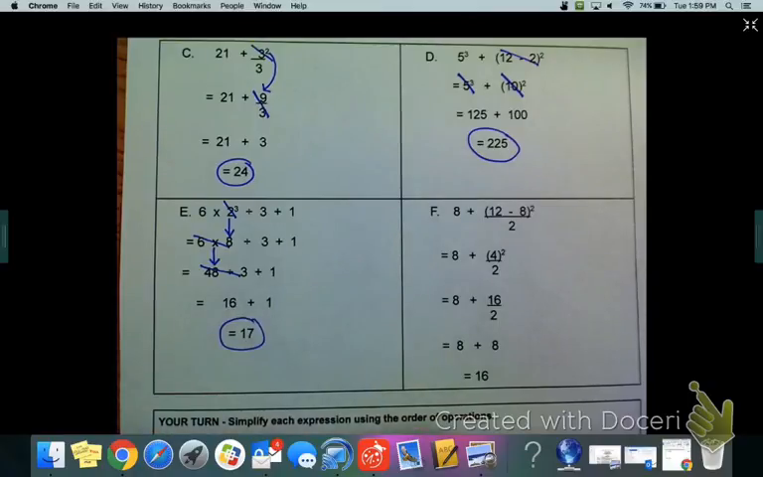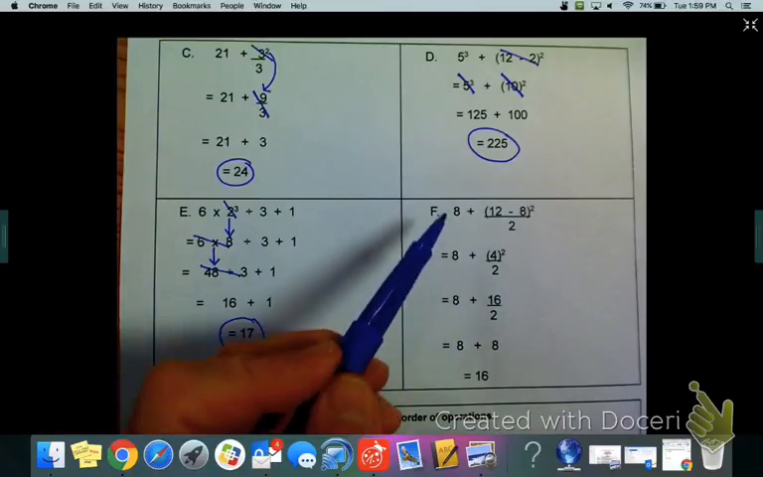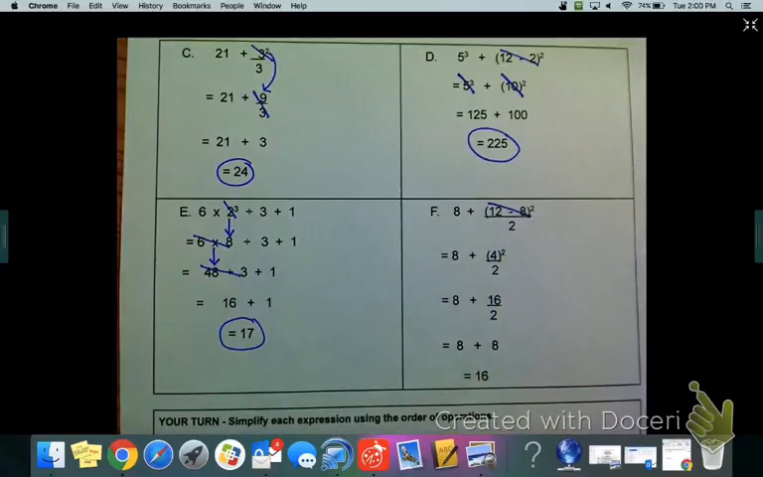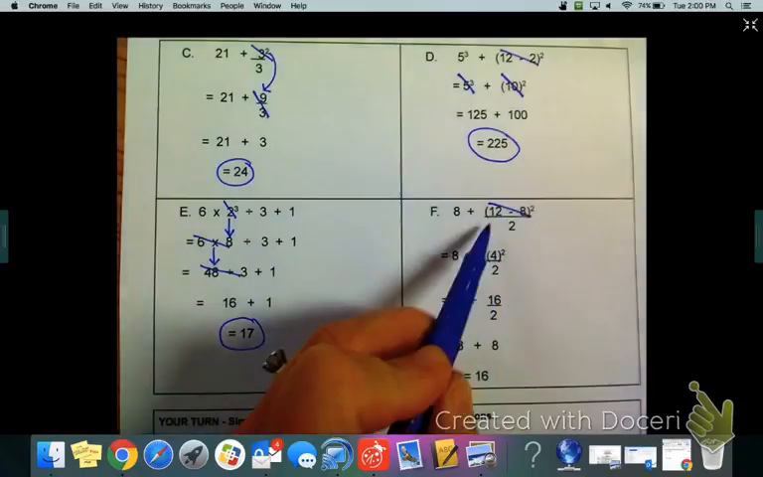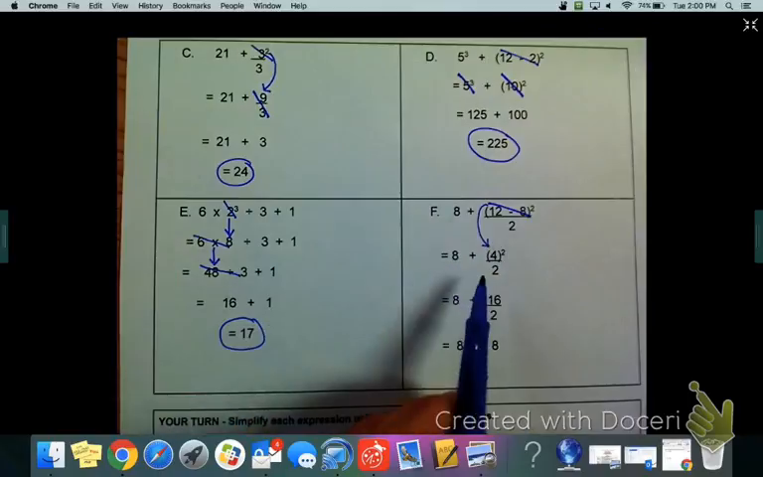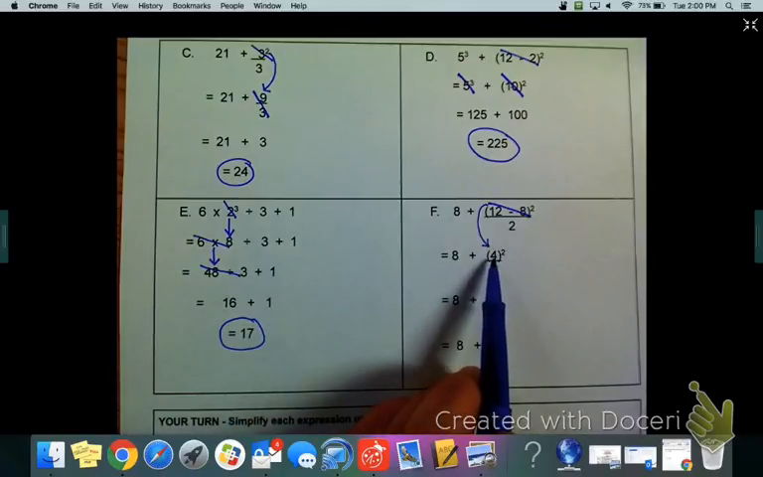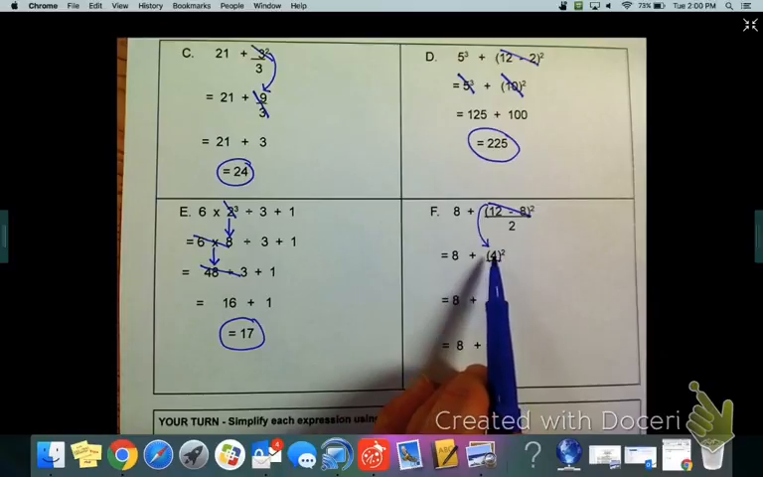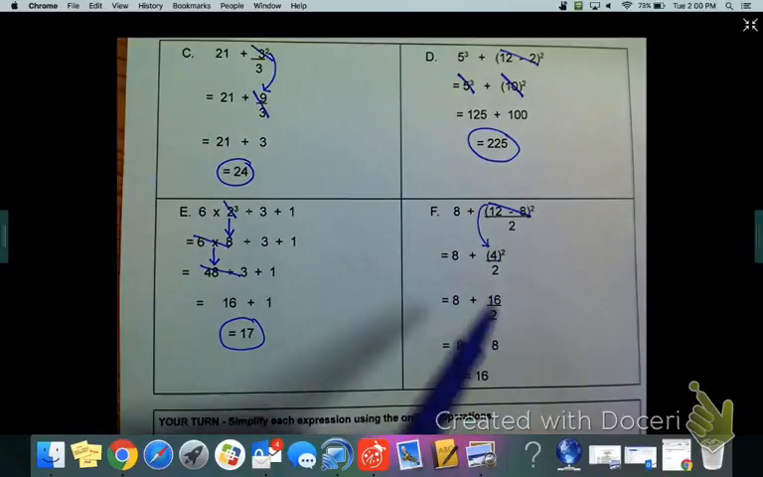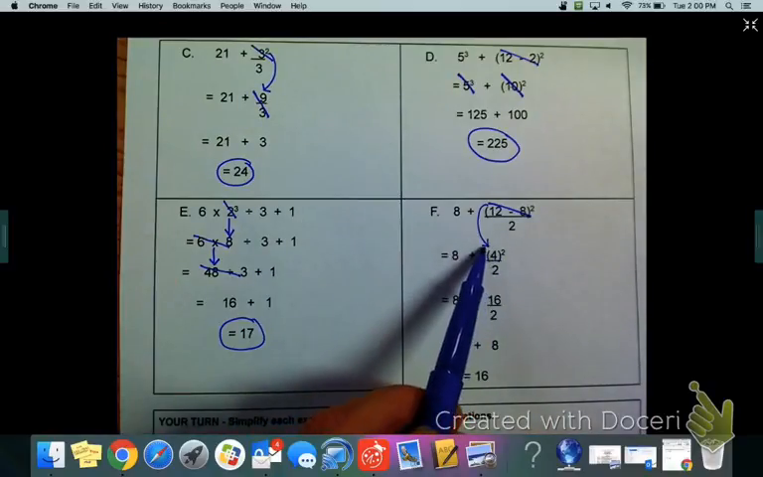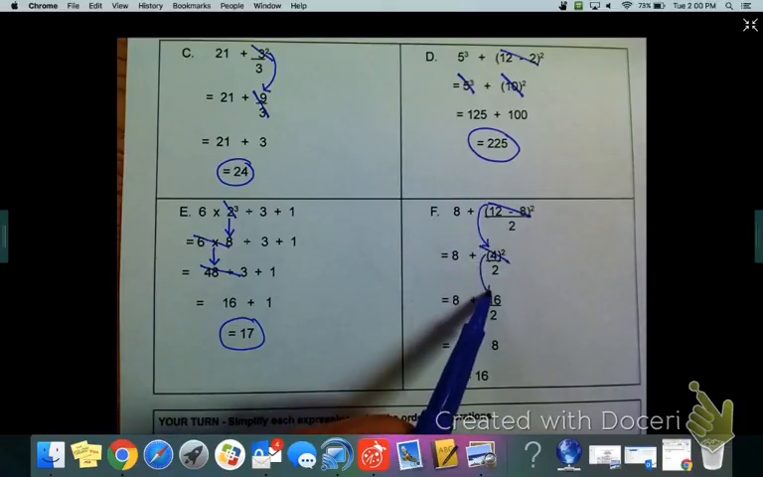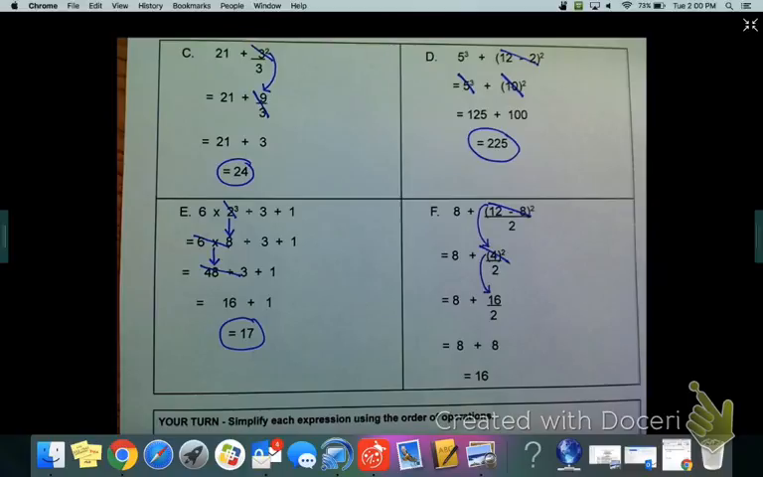And for the last problem, example F, I will start with parentheses. 12 minus 8 is 4. So I've replaced the subtraction problem with the answer of 4. The square on the outside is attached to it. So now I have 4 squared. Step 2, I'm going to do exponents. I'm going to take that 4 squared out, and I'm going to replace it with the value of 16. So now everything else is rewritten exactly the same.